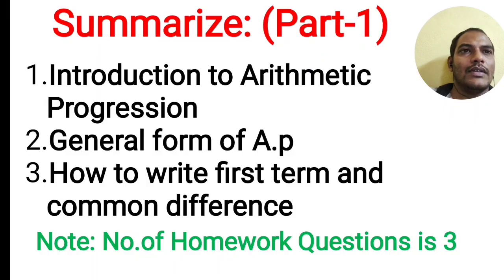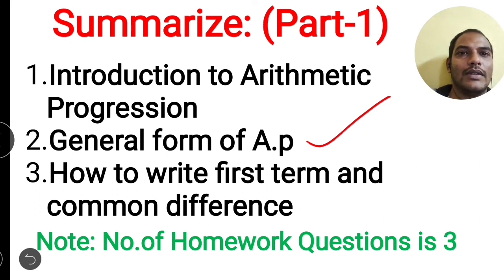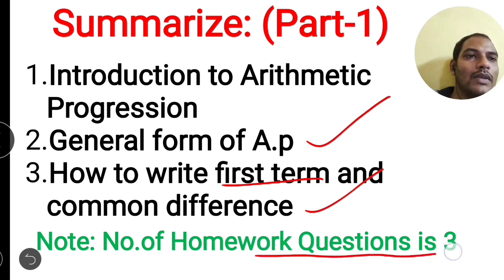Let's summarize what we have learned in this class. First we learned the introduction to arithmetic progression. Next, the general form of an arithmetic progression. So we learned 2 general forms of arithmetic progression, and the third one is how to write the first term and common difference. And I gave a total of 3 homework problems.